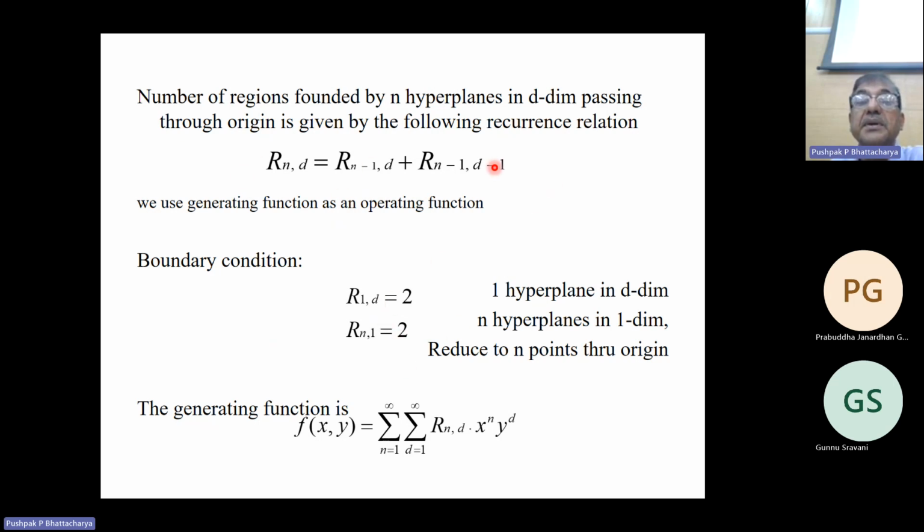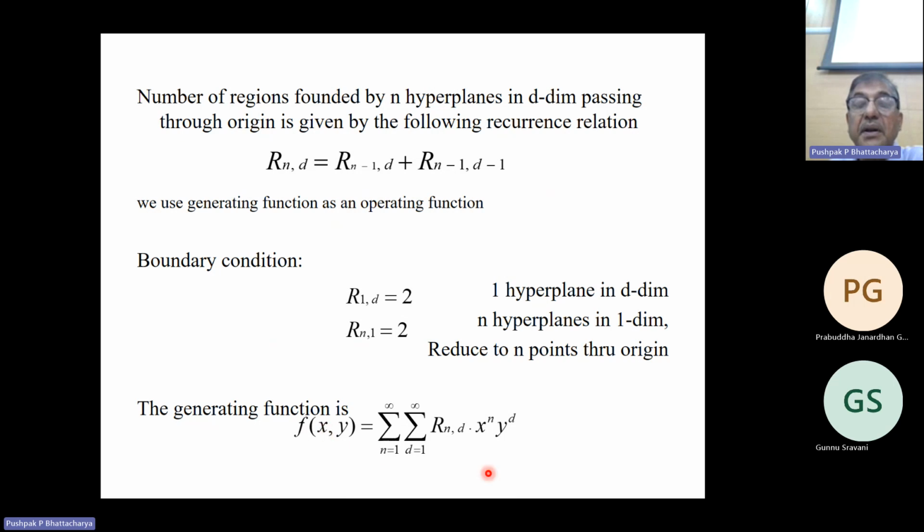Now we have to make use of this recurrence relation to find out the expression for R(n, d). That is our final goal. So this is typically solved by generating functions. Let's see what generating function we can use. So since there are two parameters, n and d, we set up the generating function this way. Now the generating function is called so because it generates the entities in the recurrence relation through their coefficients.